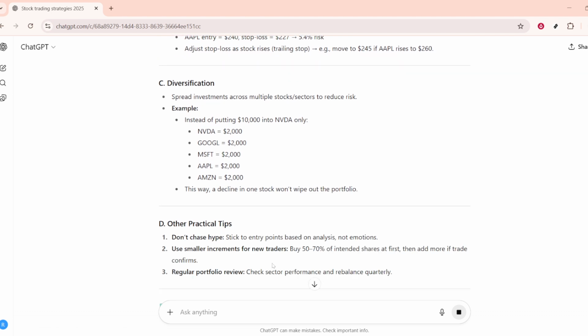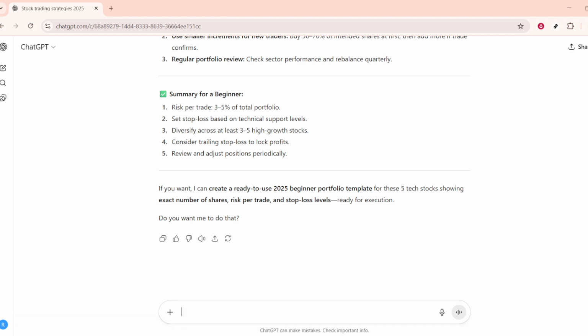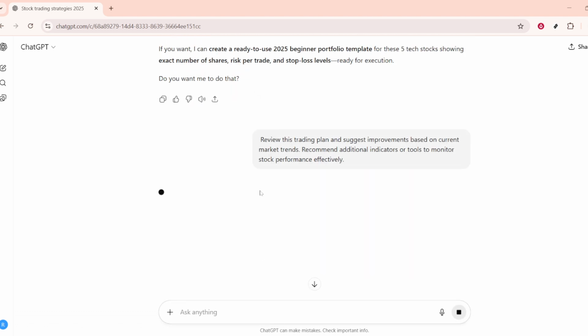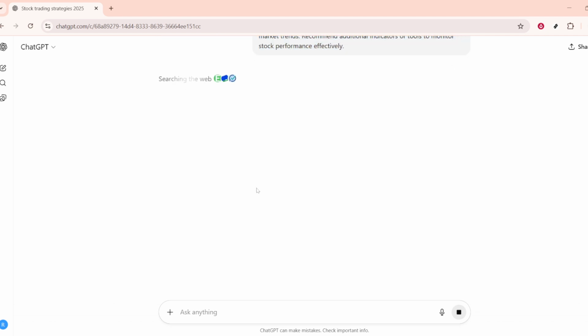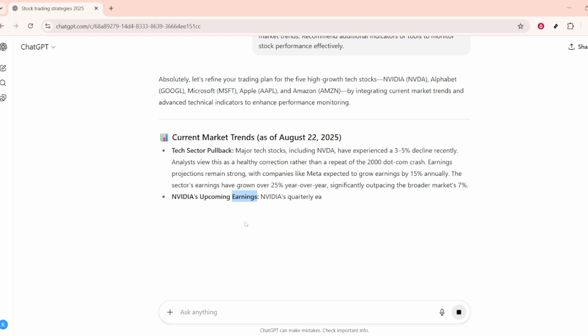With your trading strategy laid out, refining it based on current market trends is key. You can ask ChatGPT to review your trading plan and suggest improvements, possibly incorporating additional indicators or tools to better monitor stock performance. Staying responsive to market dynamics will enhance your trading outcomes.